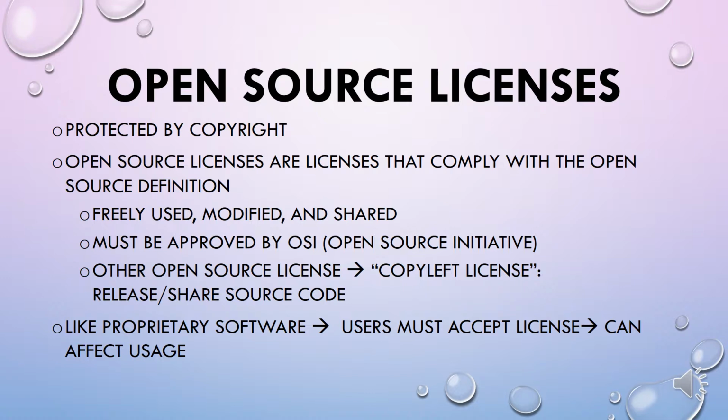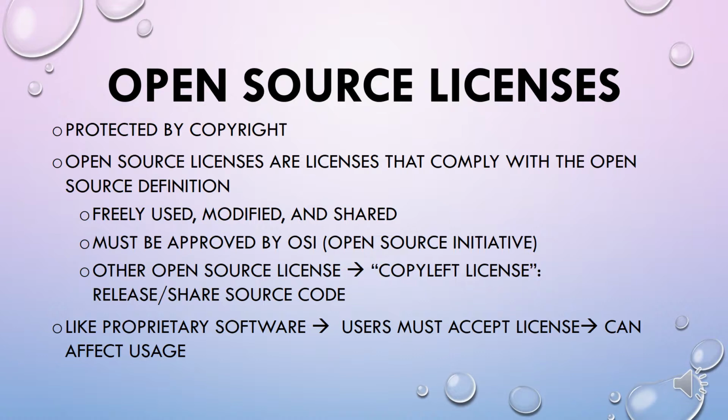Open source licenses are licenses that comply with the open source definition. In brief, they allow software to be freely used, modified, and shared. In general, open source licenses grant computer users permission to use open source software for any purpose they wish.